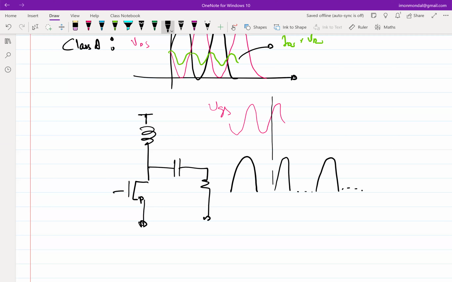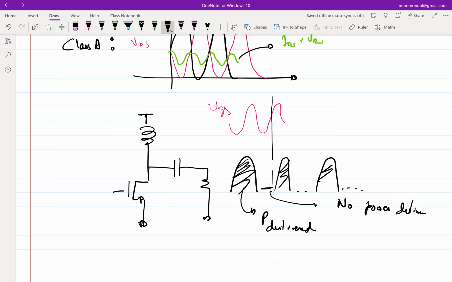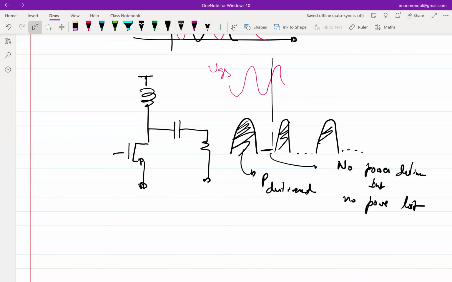then here, I am delivering power. But here, no power delivered. And no power lost also. Right? Because ultimately, how are you going to implement this? We are going to implement this by ensuring that, and what is the easiest way of implementing this?